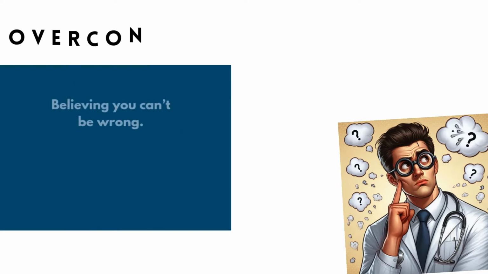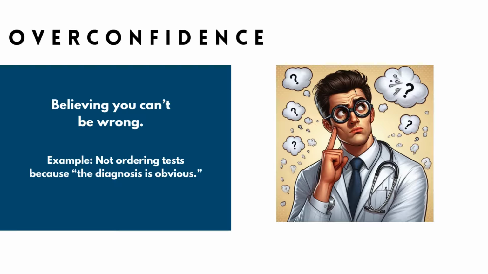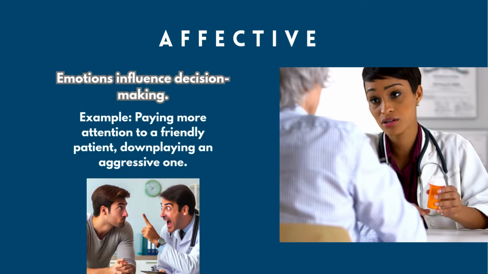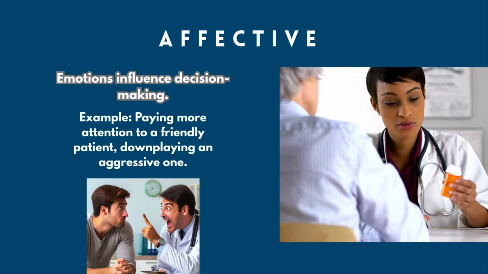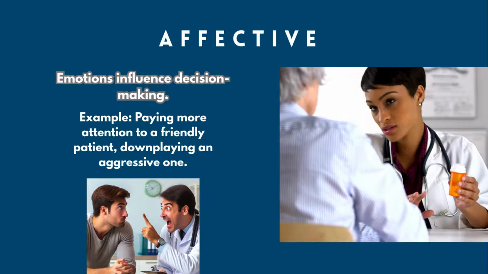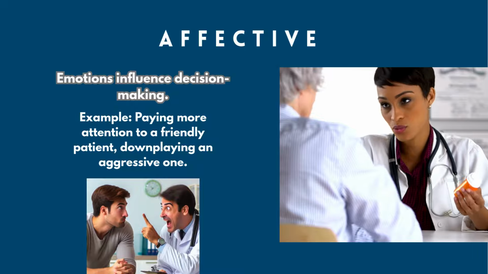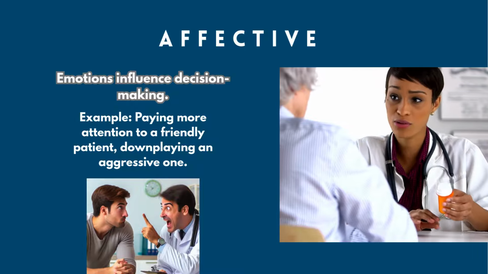7. Overconfidence. Believing we cannot be wrong. Example: an experienced physician diagnoses pneumonia without ordering tests, missing the chance to detect a tumor mass. 8. Affective bias. Emotions influence judgment. Example: paying more attention to a friendly patient and minimizing the symptoms of a difficult or aggressive one.